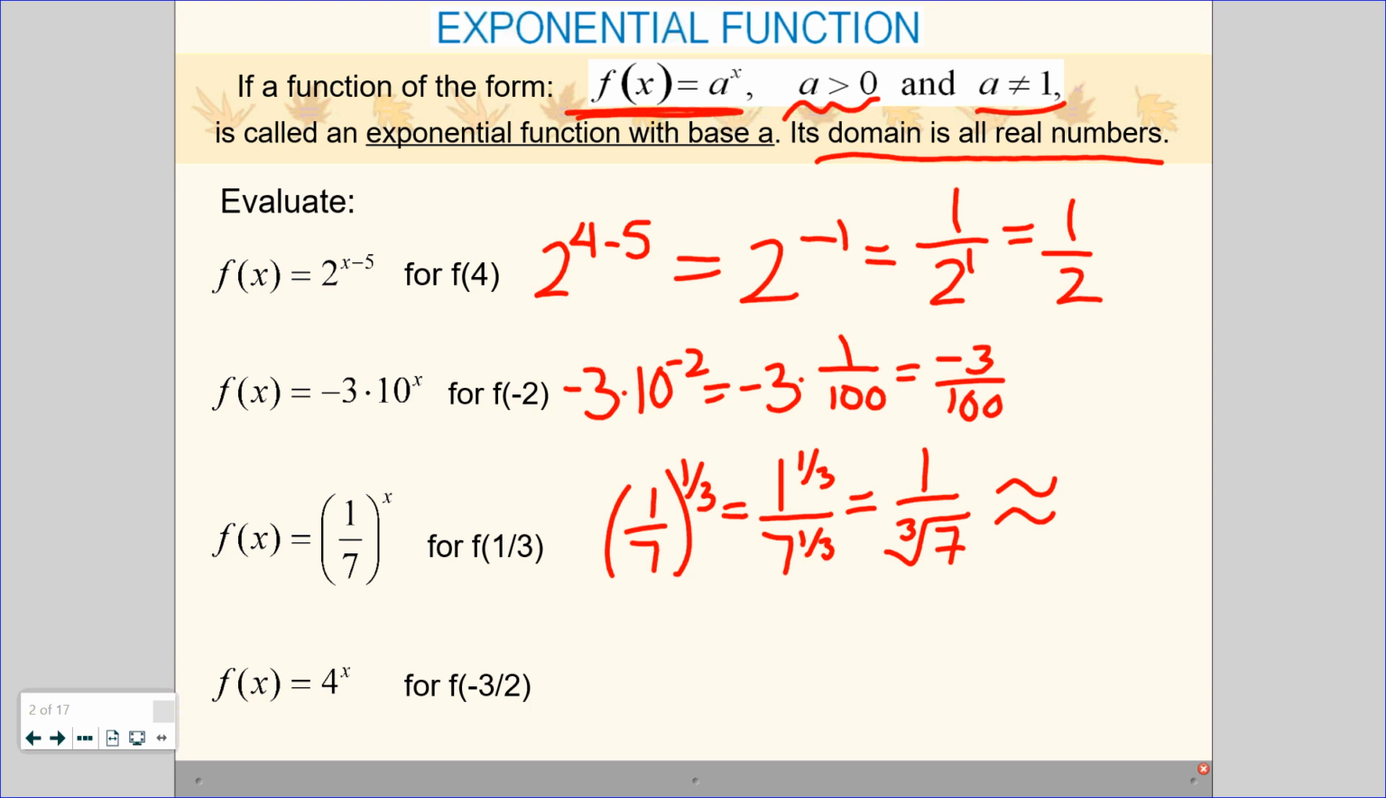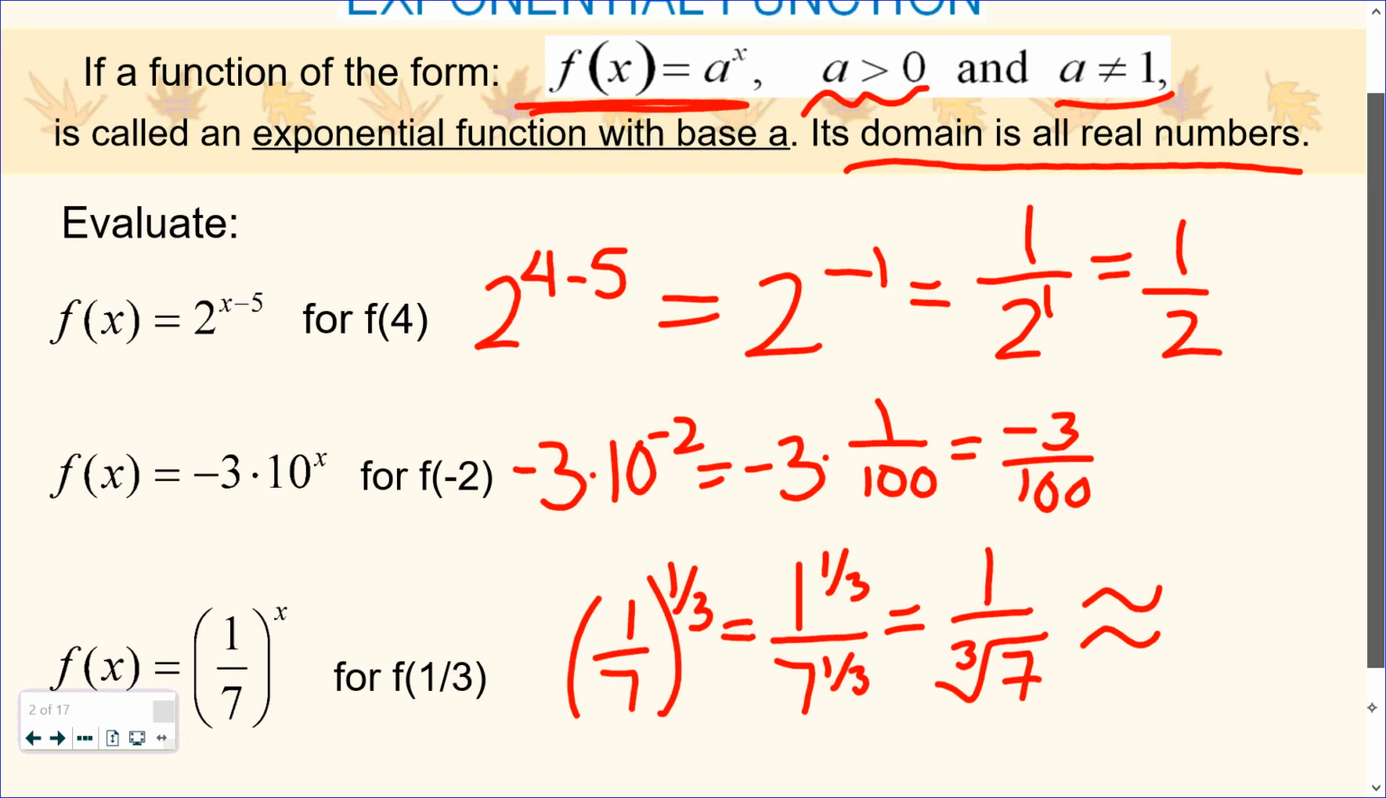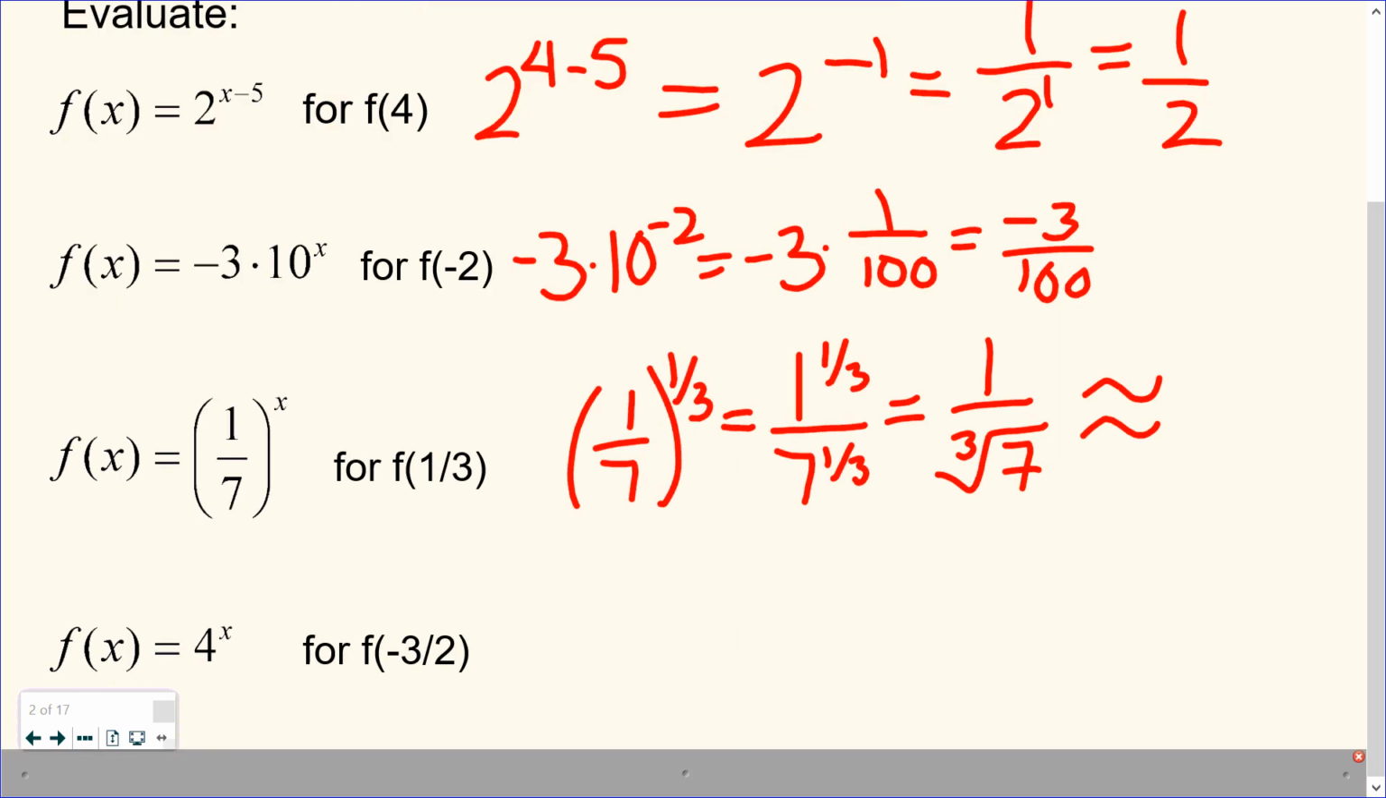Okay, and then the last one, I have 4 to the x power. Make it a little bigger here, maybe. And we're evaluating it for negative 3/2.